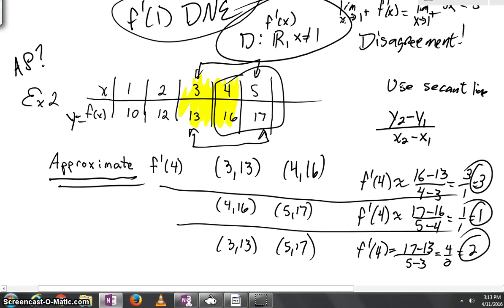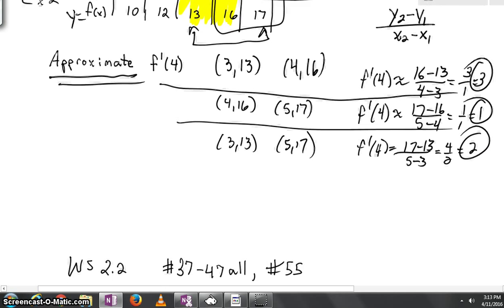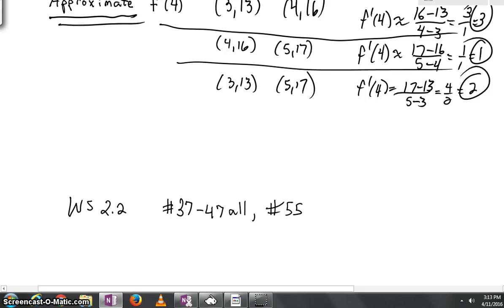That being said, we're going to have the same worksheet, guys, that you were working on. It's just that we'll be doing 37 through 47 all, and then also number 55.